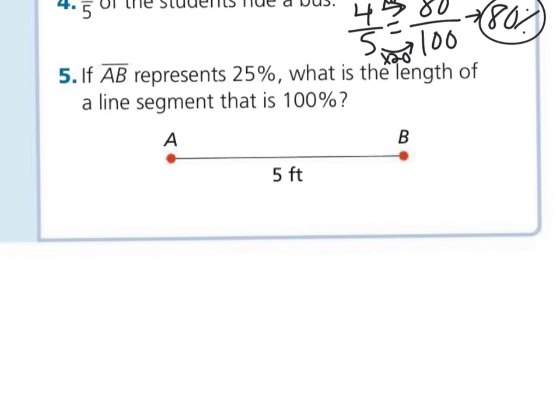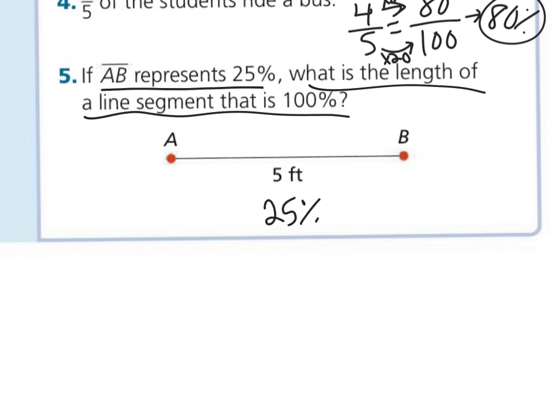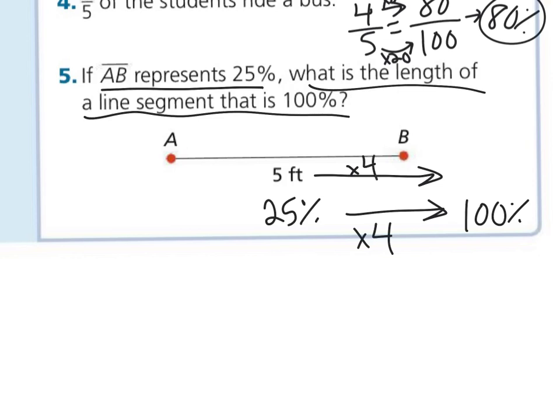Number 5, segment AB represents 25%. What is the length of the line segment? That is 100%. Okay, so 5 feet is 25%. So if we try and get to 100%, how do we do that? That would be multiplying by 4. So 5 times 4, that would be 20 feet.